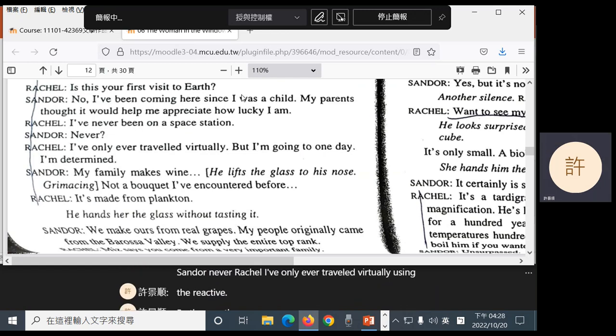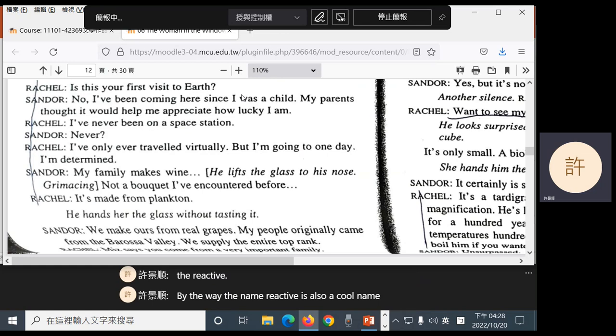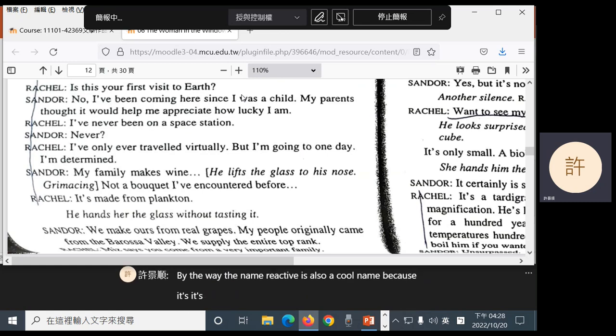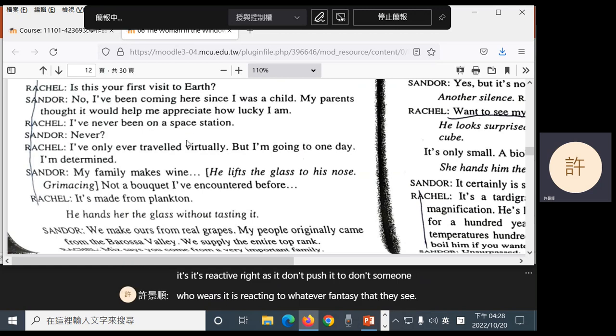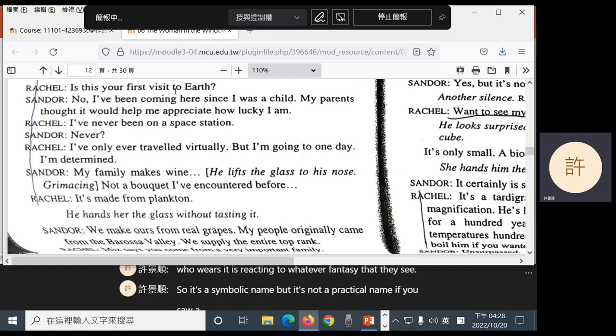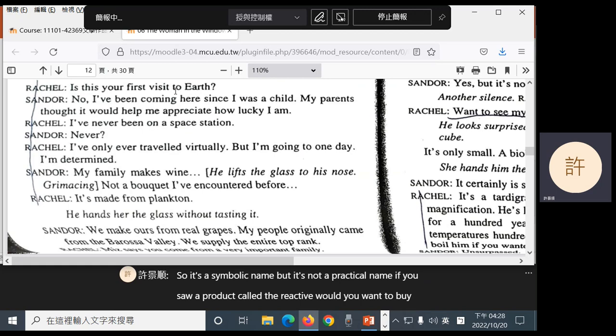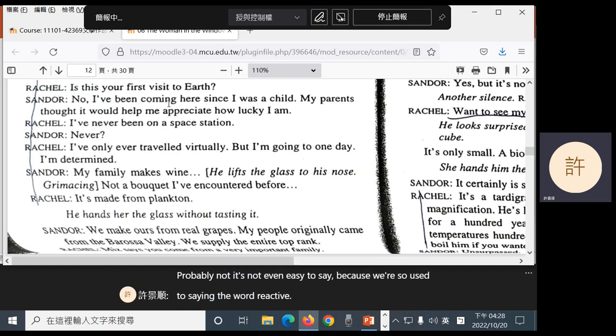By the way, the name Raktiv is also a cool name because it's reactive, right? It's passive, not active. Someone who wears it is reacting to whatever fantasy that they see. So it's a symbolic name, but it's not a practical name. If you saw a product called the Raktiv, would you want to buy it? Probably not. It's not even easy to say because we're so used to saying the word reactive. So it's a symbolic name.